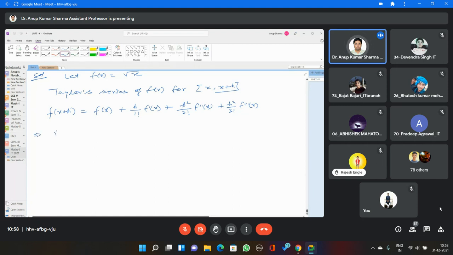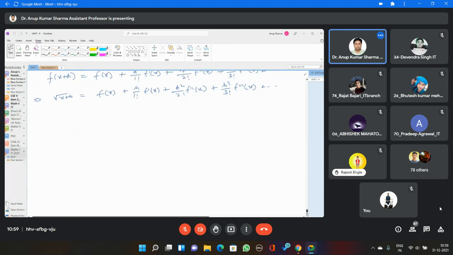So this implies that f of x plus h equals f of x plus h upon factorial 1 f dash of x, the same thing I'm writing, plus h cube upon factorial 3 triple dash of x. In the infinite series it actually continues, but we can terminate up to 3.